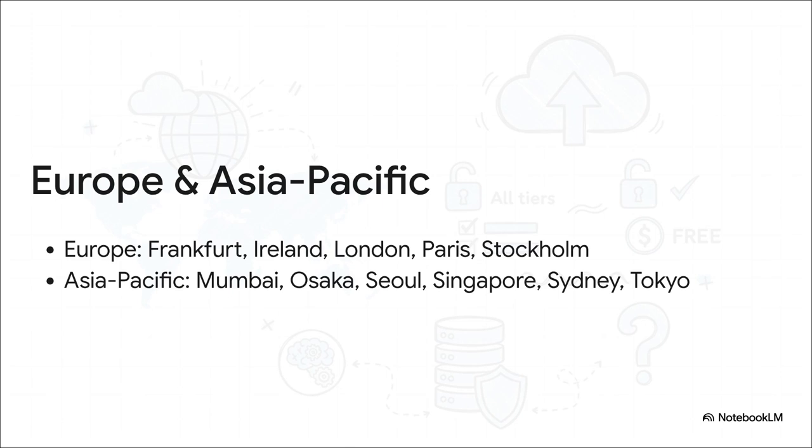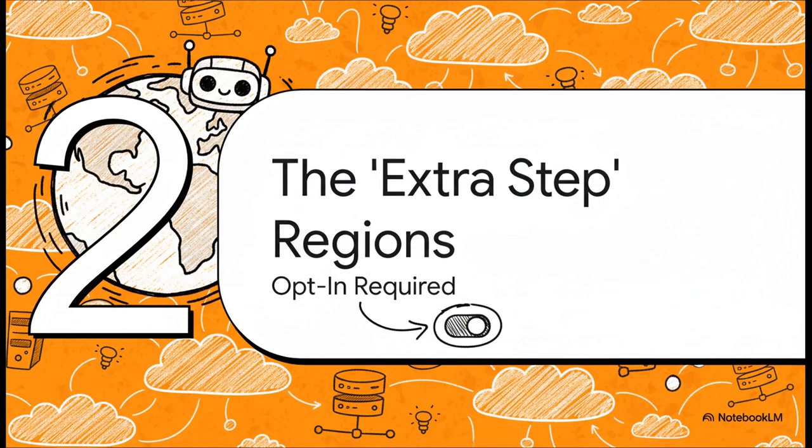And it's pretty much the same story over in Europe and the Asia Pacific. You've got all the key European centers you'd expect, like Frankfurt, London, and Paris. And in Asia Pacific, the footprint is just massive. We're talking from Tokyo and Seoul all the way to Sydney and Mumbai. All of these are good to go right now. But what if your region wasn't on that list? Don't worry, you're not necessarily out of luck.